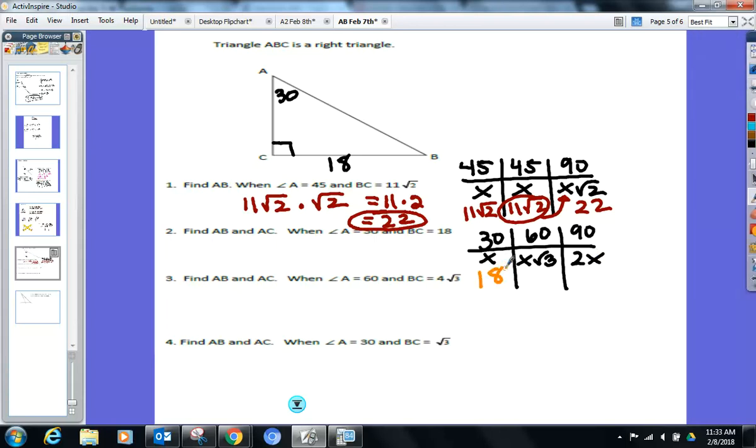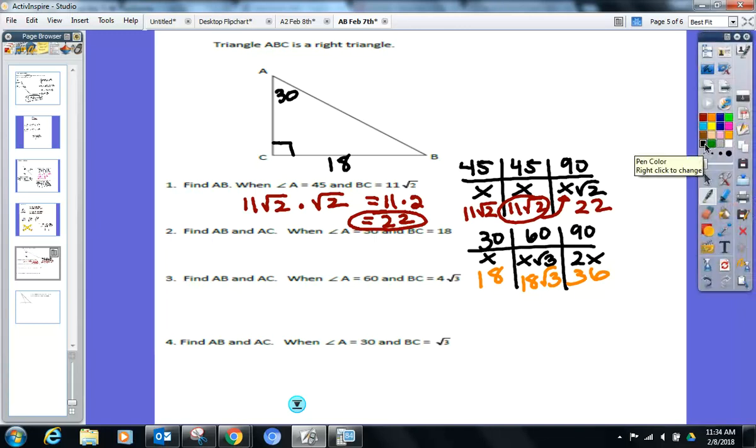Help me fill in the rest of the chart so I can answer the question. What's going to be across from the 60 then? X, what's the value of x? 18 times radical 3. So it's going to be 18 radical 3. How do I find out what's across from the 90? What's x? So 18 times 2? 36. We okay there?